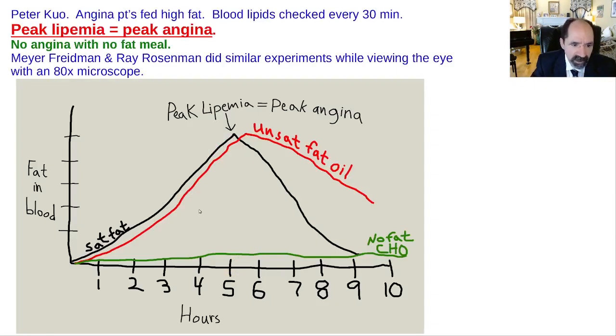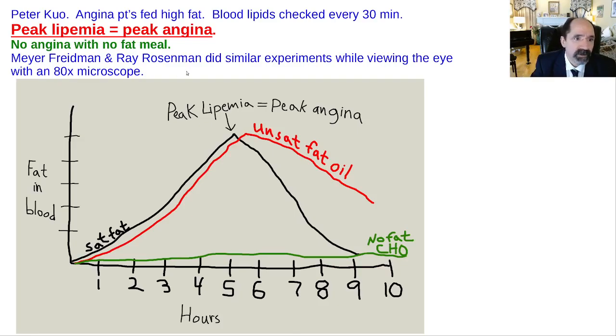Okay, here's some of the graphs on hyperlipidemia. You feed them saturated fat, that's the black line here. It'll peak at about 5 hours. And this was done by Peter Kuo, a cardiologist from Philadelphia, with cardiac angina patients. At peak lipemia at 5 hours, they had the most frequent and the most intense episodes of cardiac angina, chest pain, consistent with the ischemia being due to the hyperlipemia.